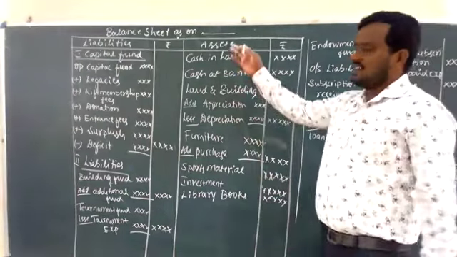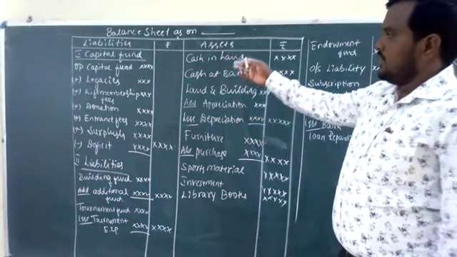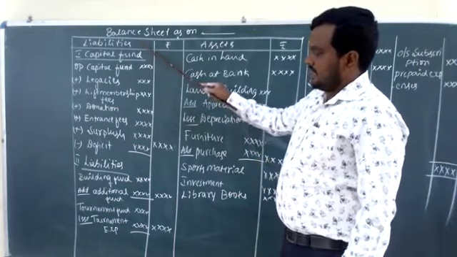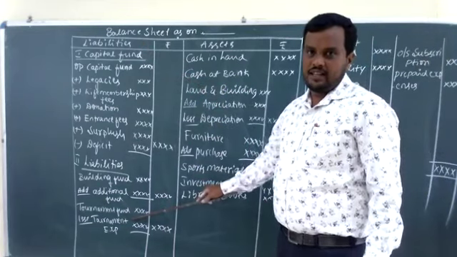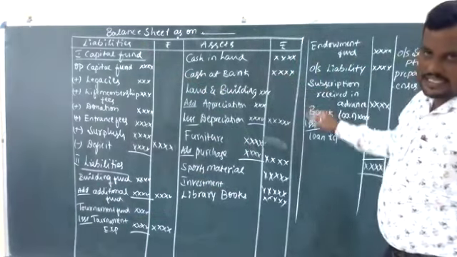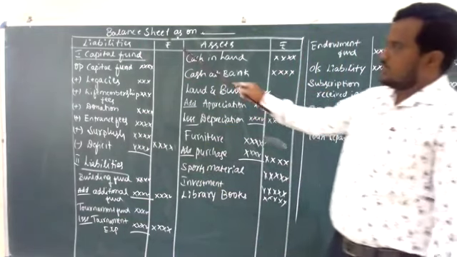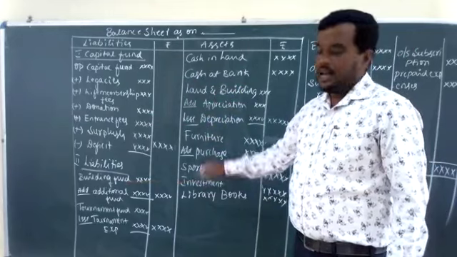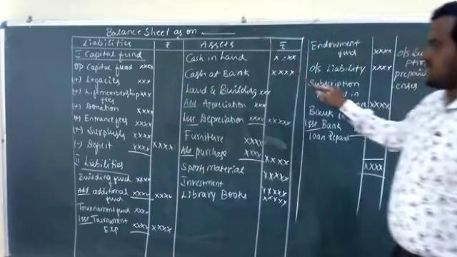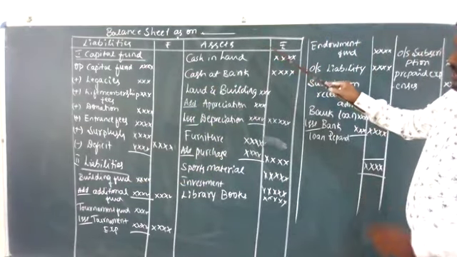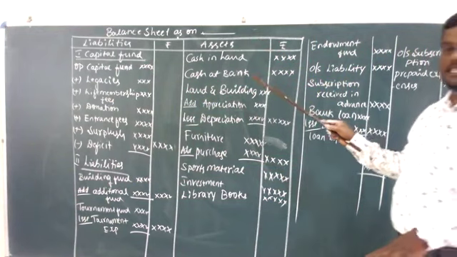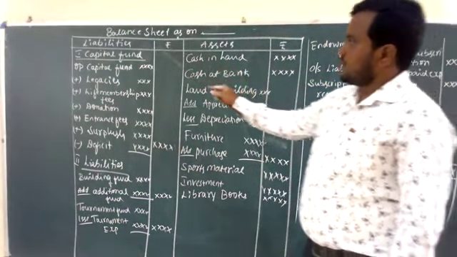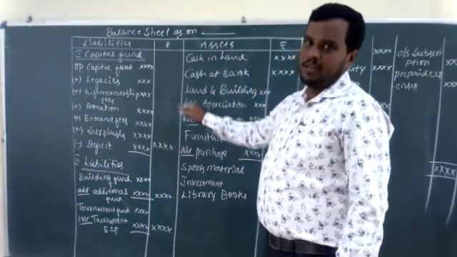See there, this is the balance sheet of NPO. This is the liability side of the balance sheet, this is the asset side of the balance sheet. In the liability side we record all the liabilities and capital fund. In the asset side we have to record all the assets, including current assets and also fixed assets. First we will start recording from the liability side.